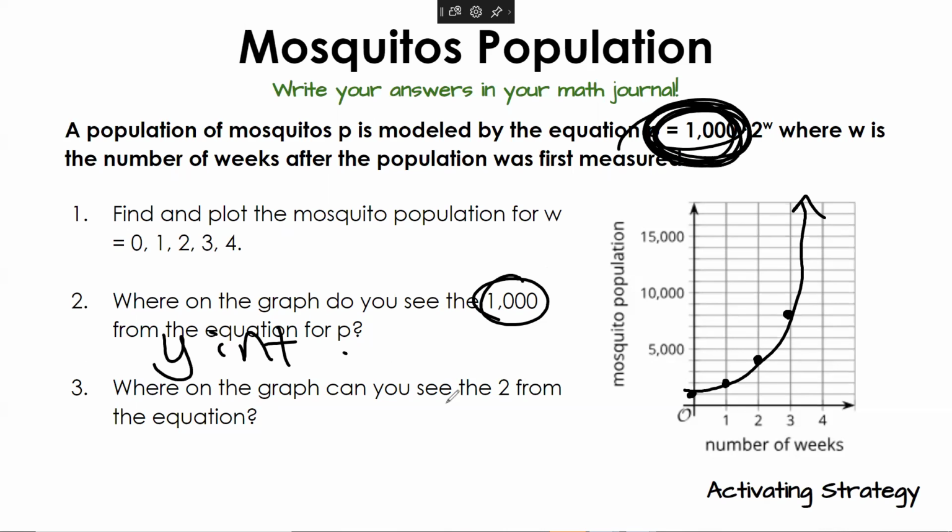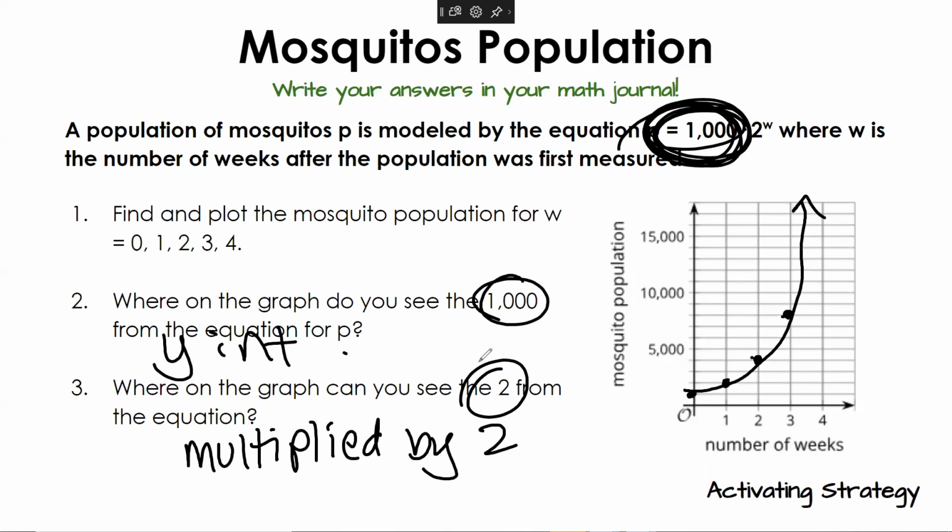Okay. What about the 2? Where can you see that on the graph? Not the x. Like what it's increasing by. Look at it. We went from 1,000 to 2,000. We went from 2,000 to 4,000, 4,000 to 8,000. So we see it as almost being like the rate of change, but what it's being multiplied by. It's being multiplied by 2. So we're going to see that in the y values.